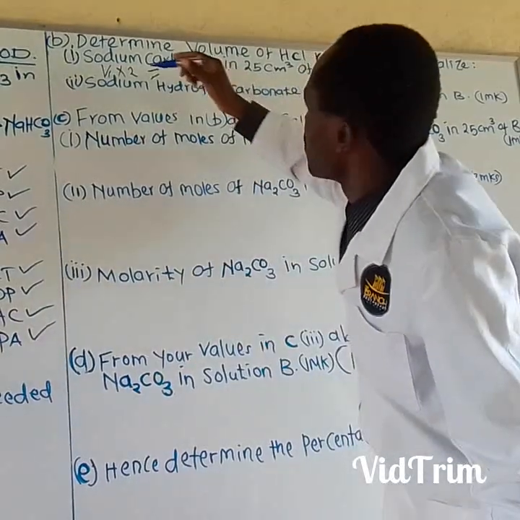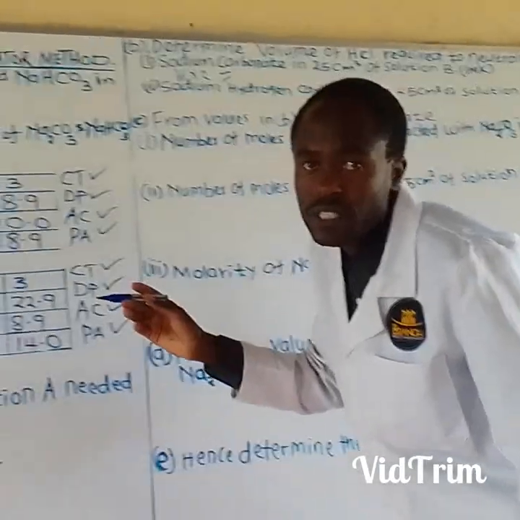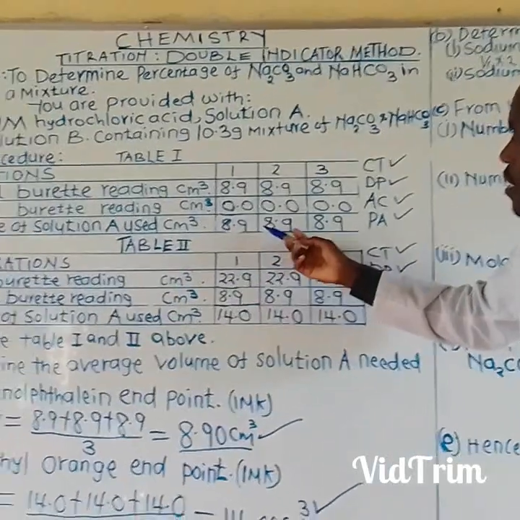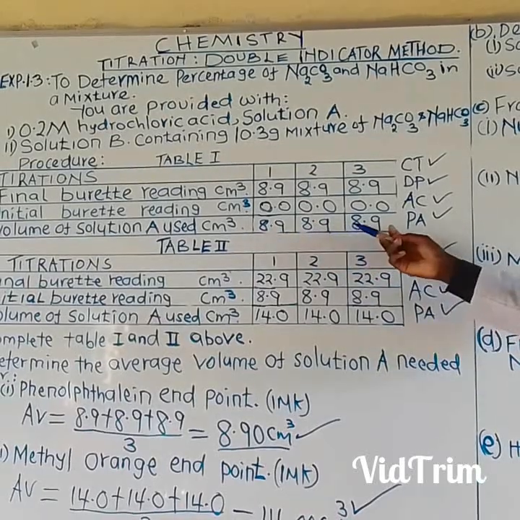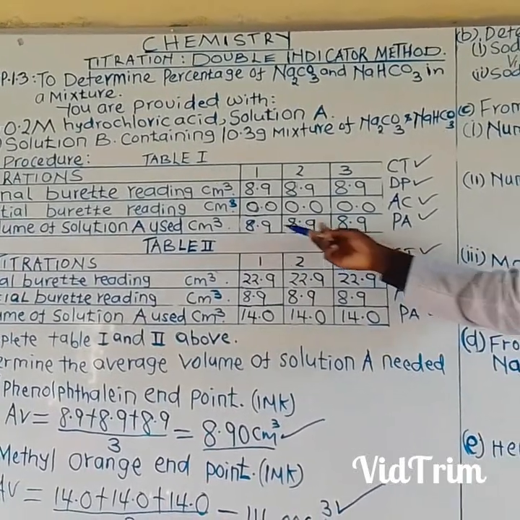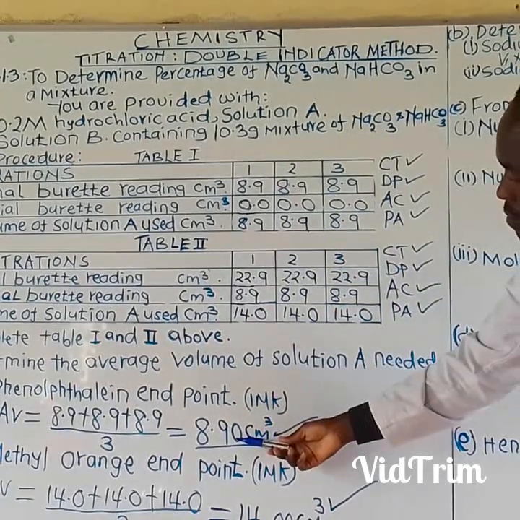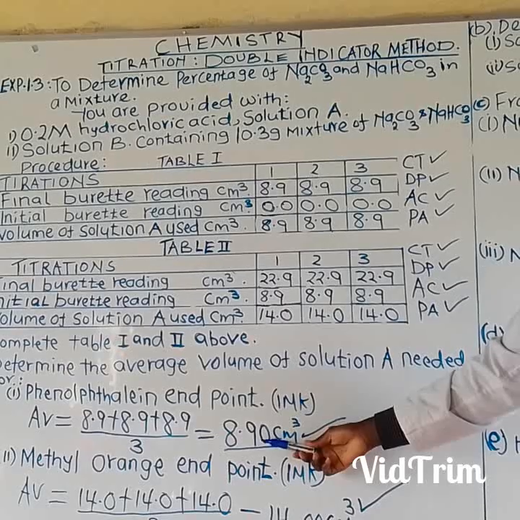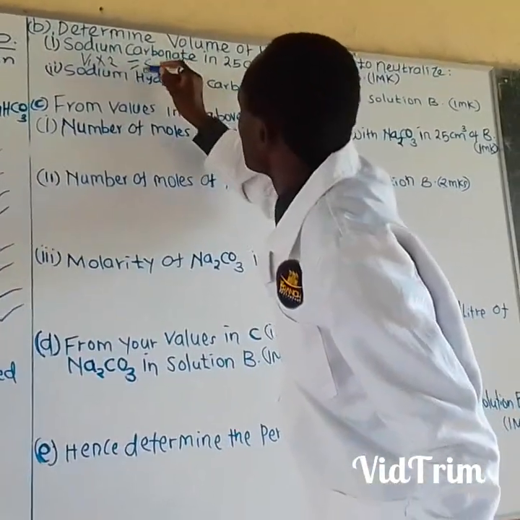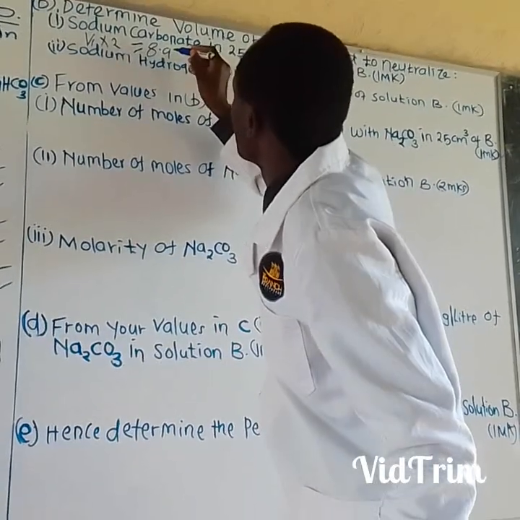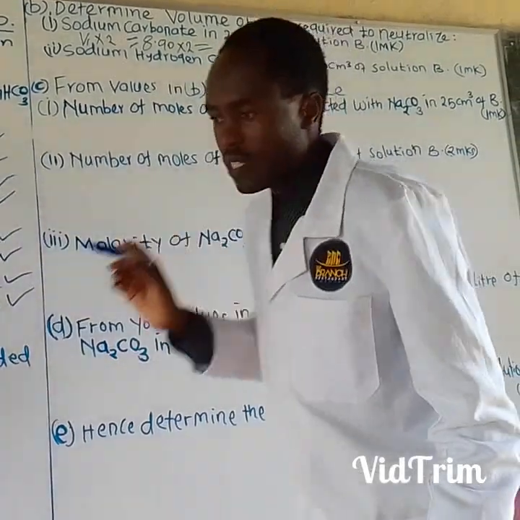So that V1, we have found out. Is it possible to focus, my student, so that I can show you in table 1? The volume of solution A used, we take the average of 8.9 in the 3 titrations, and we have found out V1 now becomes 8.90. Is it okay? So you take 8.90 times 2.